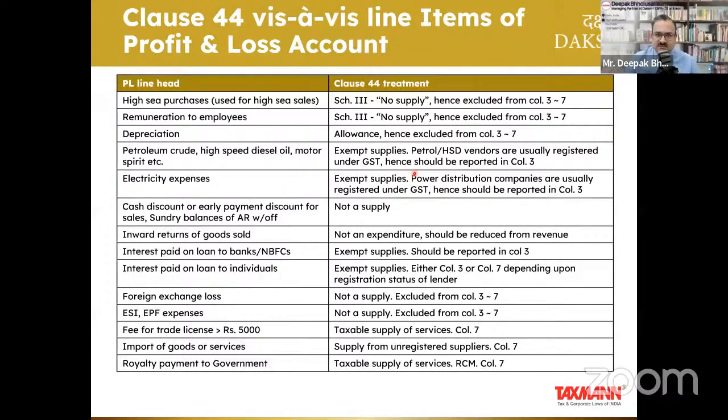Interest paid to bank, right? Interest paid to bank is a supply, and it is exempt supply, and banks are registered. So that's why it will be an exempt supply to be reported in column number 3.